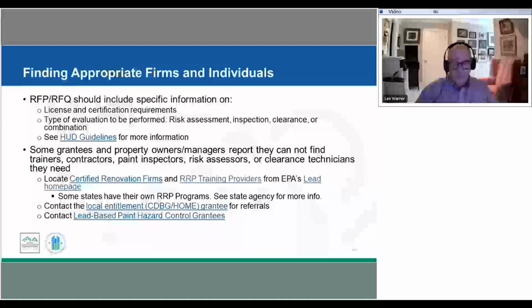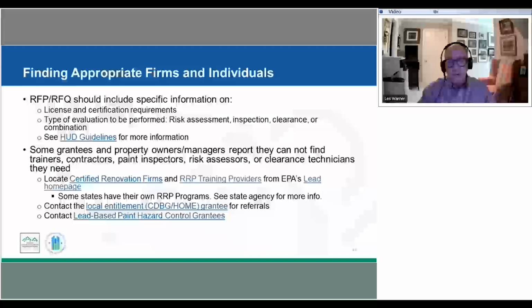And this would be to complete work such as the risk assessment, the paint inspections, clearance, or a combination of those. And we have a link here for the HUD guidelines about the criteria, about the certification for each of these levels of inspection. In some cases, as we mentioned, we may have property owners, managers, other staff that have attained those qualifications, and so we would be capturing those certifications in our files to be able to demonstrate that a properly certified individual completed those.